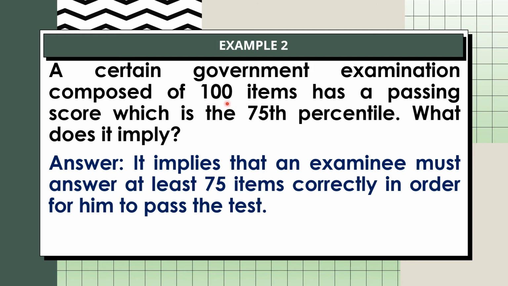And if your test is composed of 100 items, what does it imply? So, it implies that an examinee must answer at least 75 items correctly in order for him to pass the test. Pag sinabi nating at least, it means 75 pataas. So, kapag ang score mo is 75 pataas, pasado ka sa exam. Bakit 75? Kasi 100 item test yung iti-test mo. So, yung 75th percentile ng 100 item test is equal to 75 items. I-multiply mo lang yung 0.75 sa 100 items.